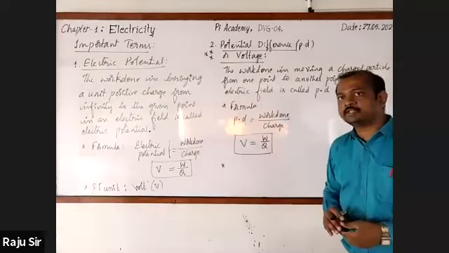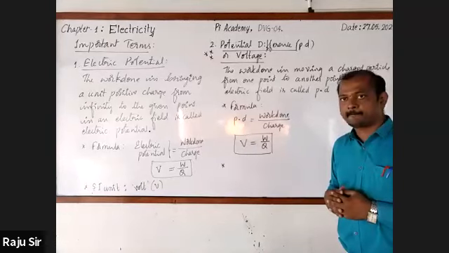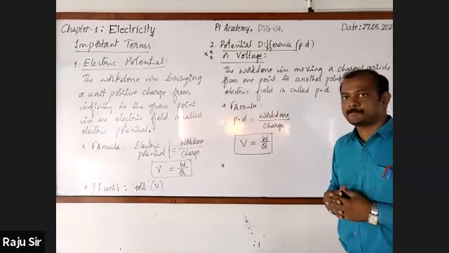Could you tell what is the other way we can write the formula of potential difference? Joule per coulomb. V is equal to W by Q. Very good, you are right.